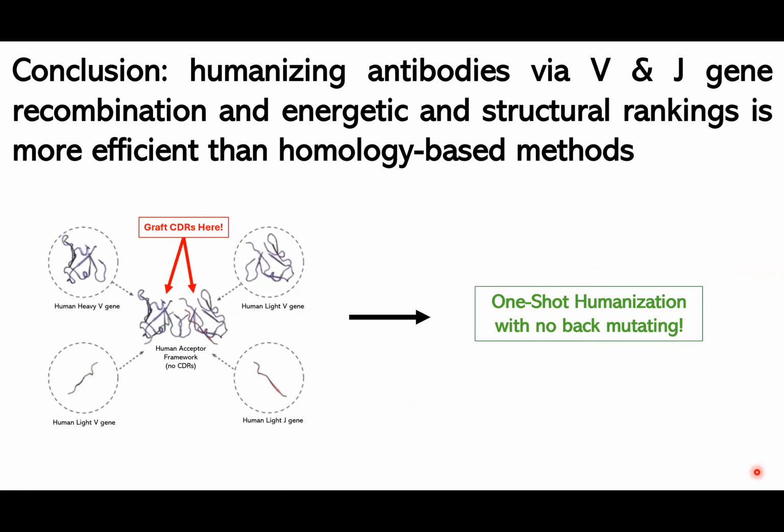So in conclusion, their humanizing process using V and J gene recombination and then energetic and structural rankings for screening all of those recombinations was more efficient than homology-based methods because they could do one-shot humanization with no back mutating.